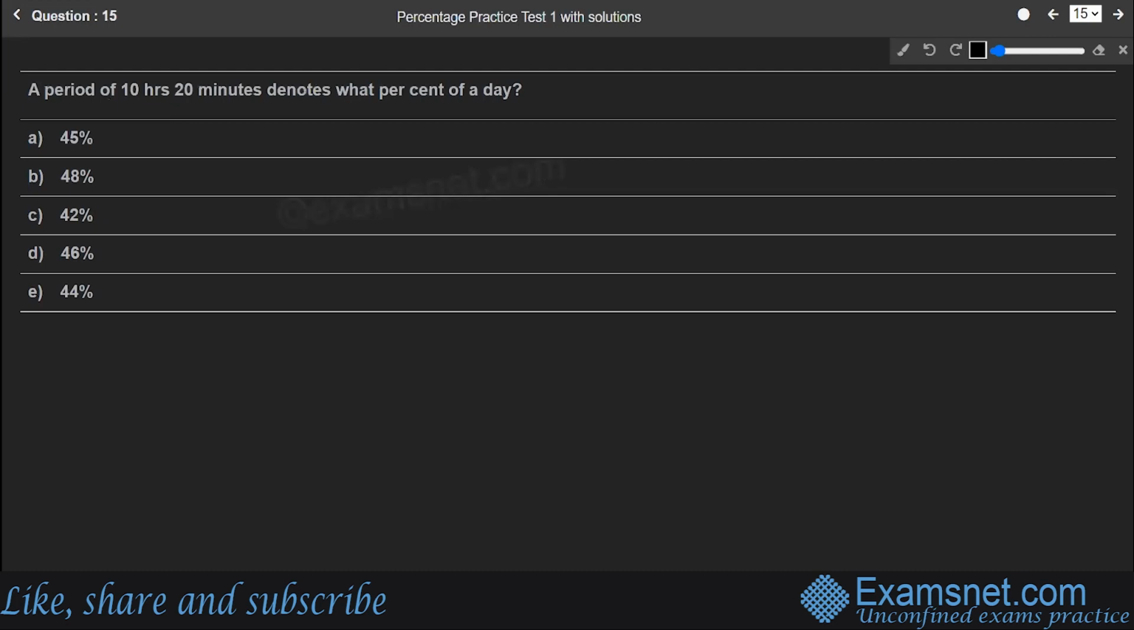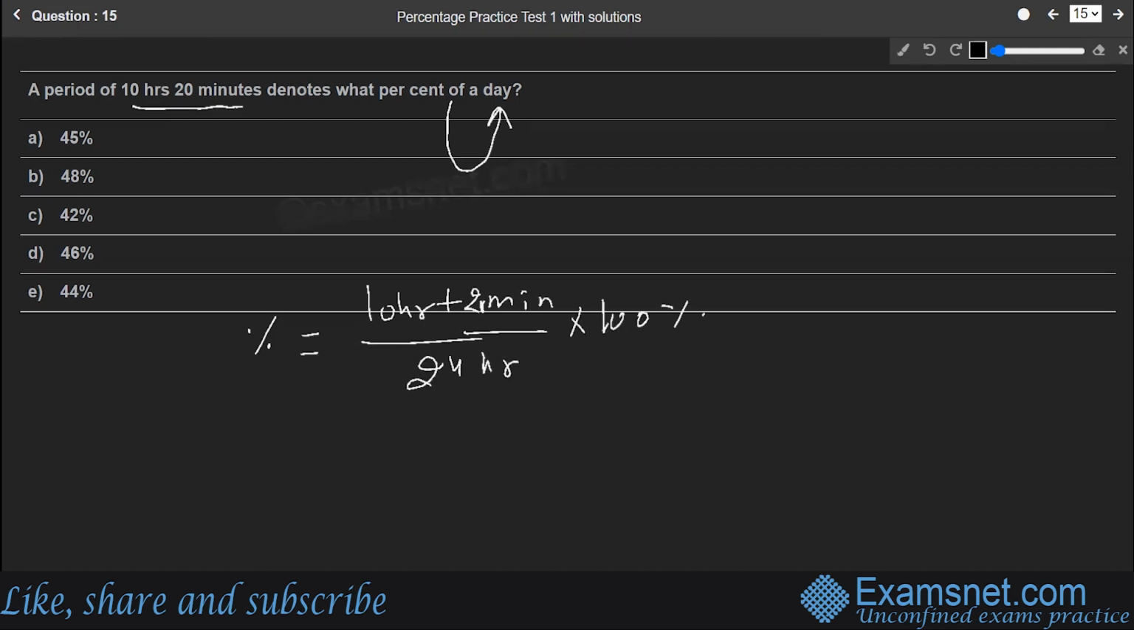Now, a period of 10 hours 20 minutes denotes what percent of a day? Okay, so 10 hours 20 minutes is what percent of a day? So we are supposed to find the percentage as 10 hours plus 20 minutes, of a day. So whatever appears after 'of' is the denominator. After 'of' is coming day. A day has got 24 hours, so we'll write the denominator as 24 into 100%. This is what we are supposed to solve.